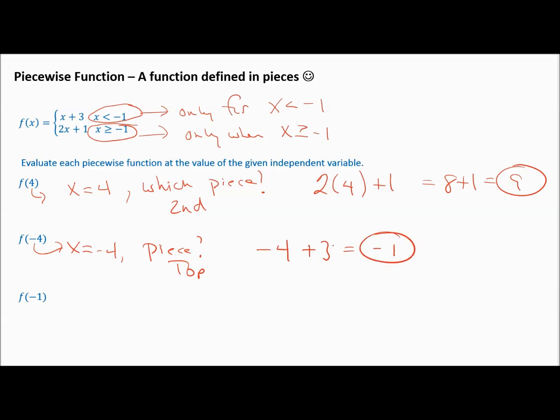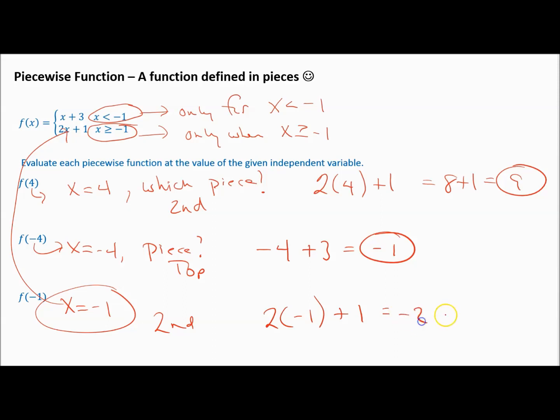And then finally the last one, negative 1. That's a little bit tricky, right? Because negative 1 is included in both directions. But the top piece says strictly x is less than negative 1. Doesn't include negative 1. But the bottom piece, 2x plus 1, says it's okay if x is equal to negative 1, because that's x is greater than or equal to negative 1. So again, this is the second piece, and I'm going to have 2 times negative 1 plus 1. So I'm just taking the negative 1 and plugging it right into that x value. This is going to give me negative 2 plus 1, which is going to give me negative 1. So that's how you evaluate a piecewise function.